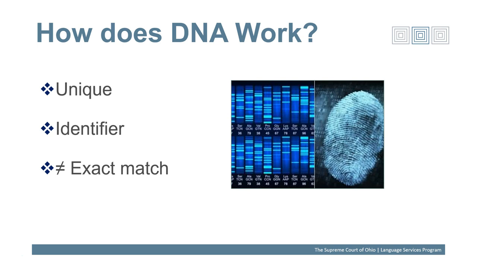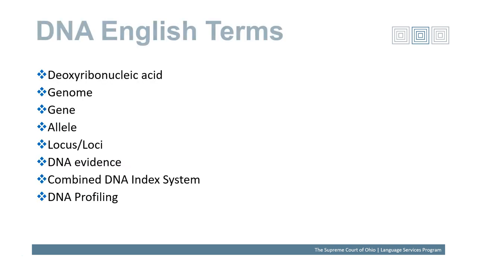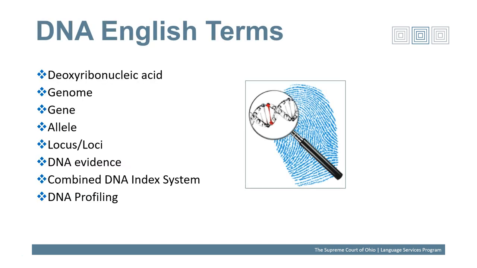There is a very slim chance that another individual would have the same DNA profile or be an exact match for a specific set of selected 13 loci. Here are some of the DNA English terms that interpreters will need to readily render into their other working language: deoxyribonucleic acid, genome, gene, allele, locus and loci, DNA evidence, Combined DNA Index System, and DNA profiling.